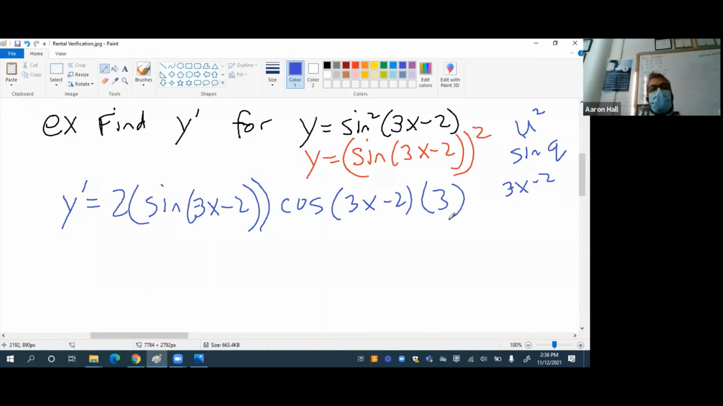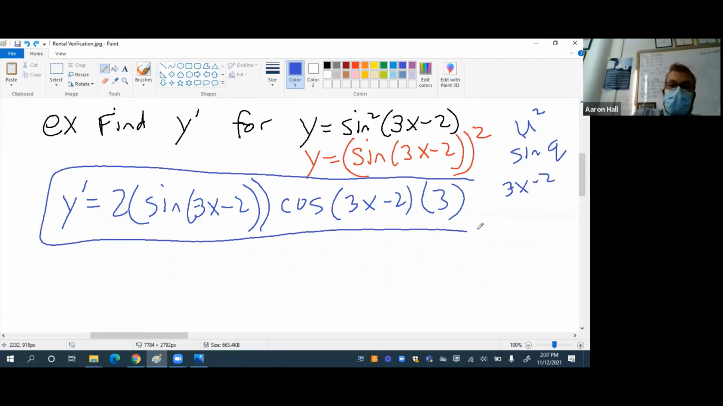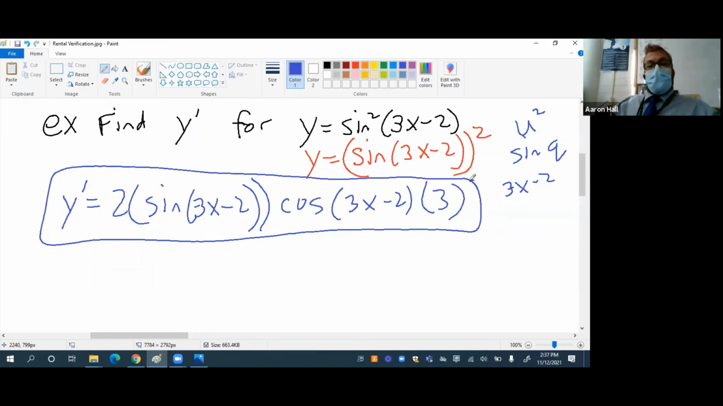If I wanted to, I could multiply it to the 2. Yeah, just the 3. But I'm going to leave it because that's the advice I'm giving you: don't make things more complicated. If it's free response and they're asking you for the derivative, as soon as you get the derivative, stop.